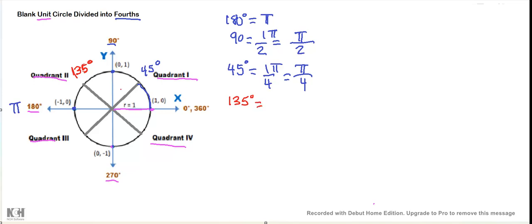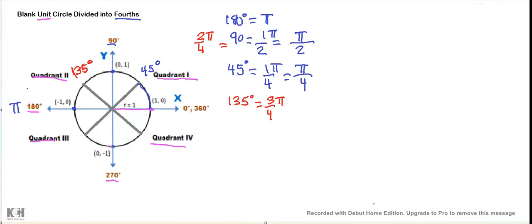equals how many fourths? Well, this is 1/4, 2/4, which is 2/4 of pi, which is 1/2 pi. Here we have 3/4 of a pi, right? Yep, and there's nothing to reduce there. So when you're working with these fractions, we do want them in simplest terms.